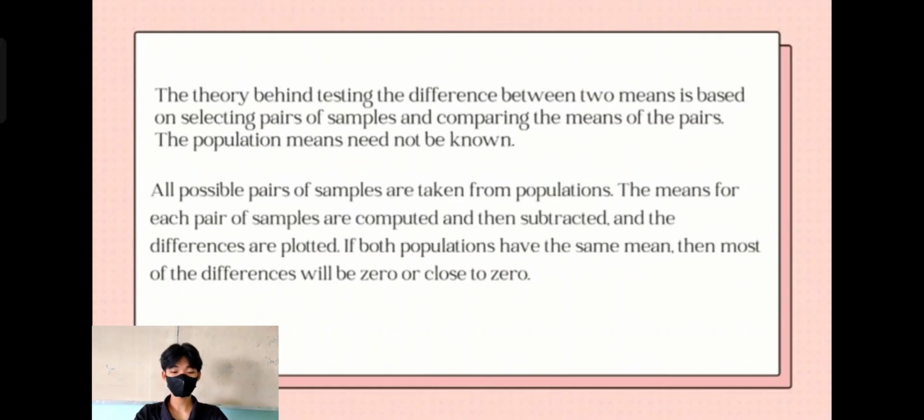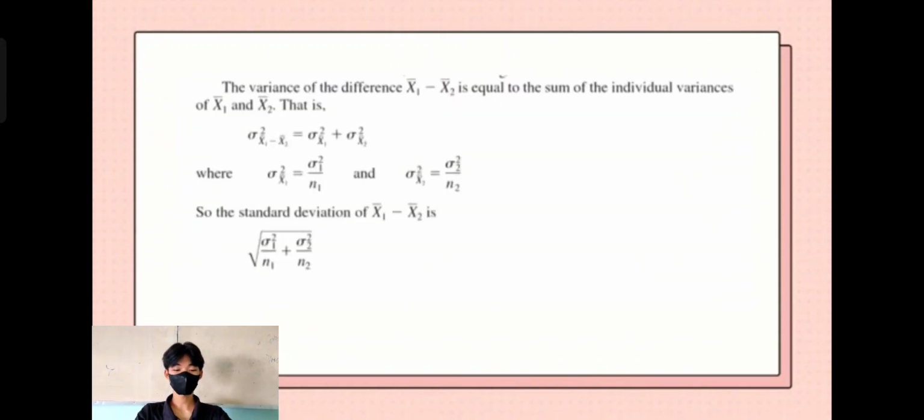The theory behind testing the difference between two means is based on selecting pairs of samples and comparing the means of the pairs. The population means need to be known. All the possible pairs of samples are taken from the populations. The means for each pair of samples are computed and then subtracted, and the differences are plotted. If both populations have the same mean, then most of the differences will be 0 or close to 0. The variance of the difference of mean sub 1 minus mean sub 2 is equal to the sum of the individual variances of mean sub 1 and mean sub 2.